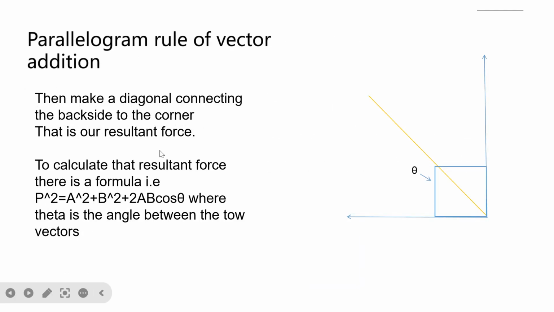To calculate it, there is a fairly long formula: p square is equal to a square plus b square plus 2ab cos theta, where p is the resultant force, a is the first force, b is the second force. And what is theta? Theta is the angle between these two forces.